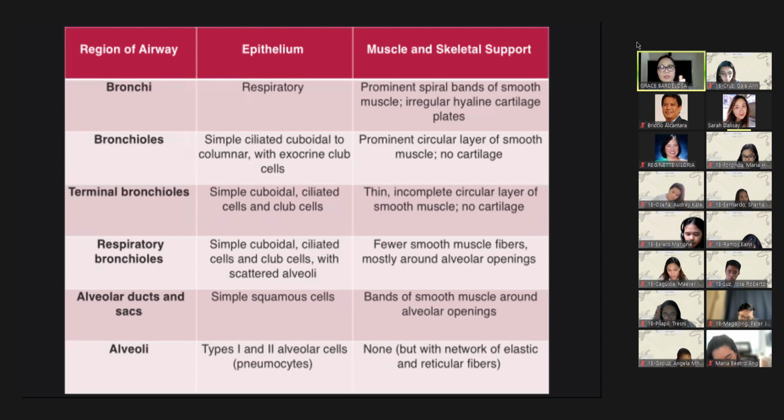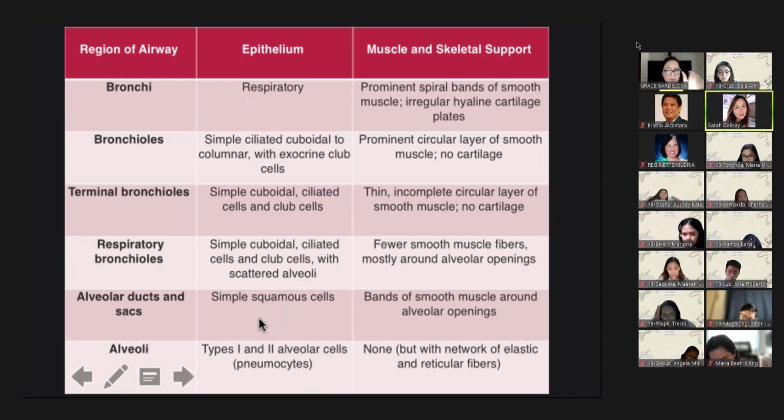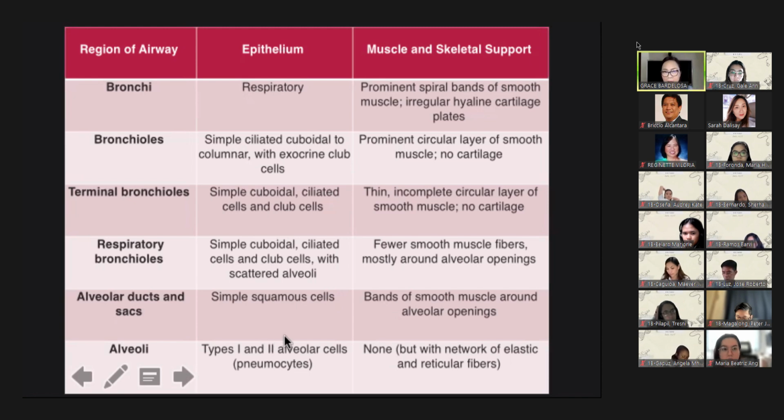Now, this one was lifted from Junquera, but I made a correction here because in Junquera, in the text, it was put there that alveolar sacs, alveolar ducts are lined with simple squamous cells. But if you will look at your book, in the table, it says there's simple squamous at meron pang cuboidal. Inalis ko na yon to avoid confusion among us. Okay, so make sure that you know that the alveolar ducts and sacs and the alveoli are made up of simple squamous cells. But that's because most of them are squamous, but you can see type 2.